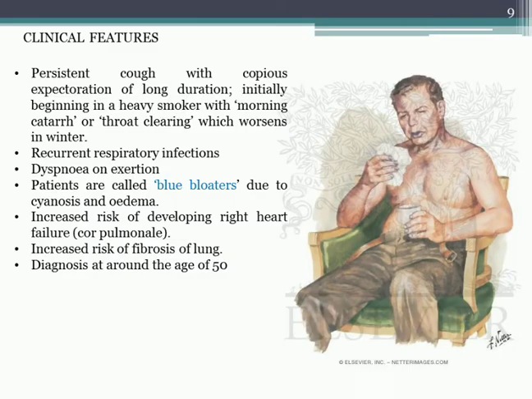What are the clinical features? When we think of chronic bronchitis, we should think that it is blue. Bronchitis, blue. Just think of it as blue bloaters. The patients who have bronchitis are called blue bloaters. Why blue bloaters? Let's split the term into blue and bloaters. Blue means it is due to the cyanosis.